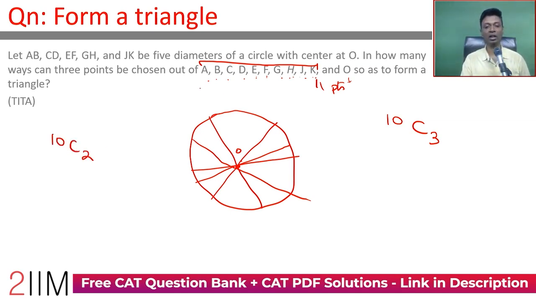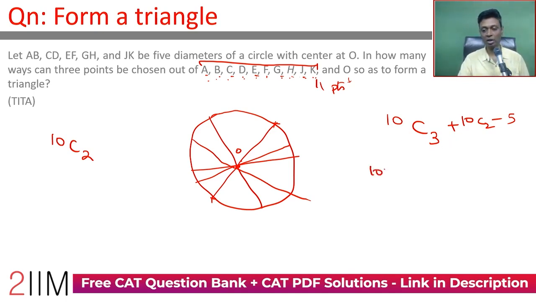However, if the 2 included A, B, or C, D, or E, F, or G, H, or J, K, then we're talking about collinear points. This will not be a triangle. Those we'll have to subtract. So to 10C3, add 10C2, and then from this, subtract 5. The 5 selections AOB, COD, EOF, GOH, JOK will not be triangles. Pretty much anything else will be a triangle.